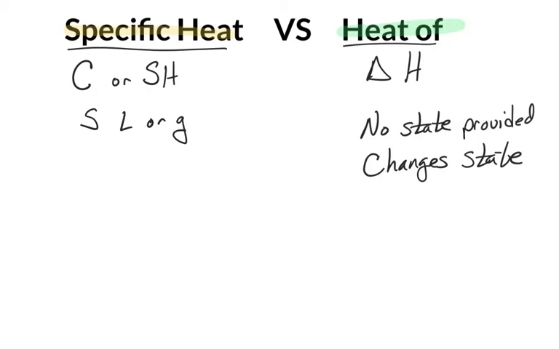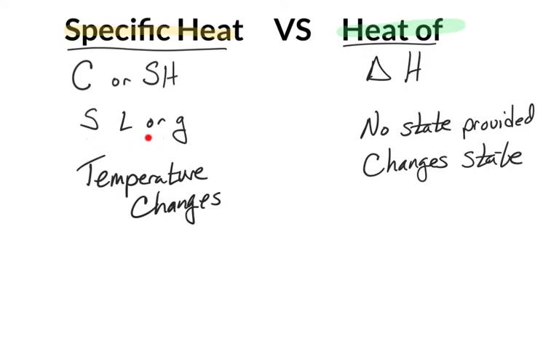And it really shifts from one to the other. So when we look at specific heat, we see that the temperature is changing, but the physical state stays the same. And how do you know what state it is? By looking at the name of the constant. So it's either a solid, a liquid, or gas, and it stays as a solid, liquid, or gas.